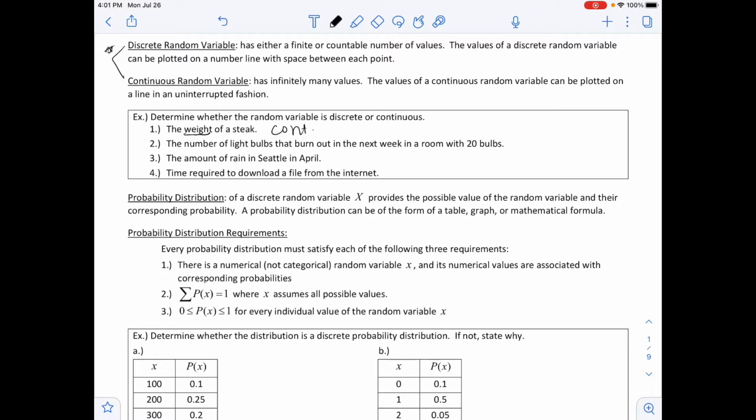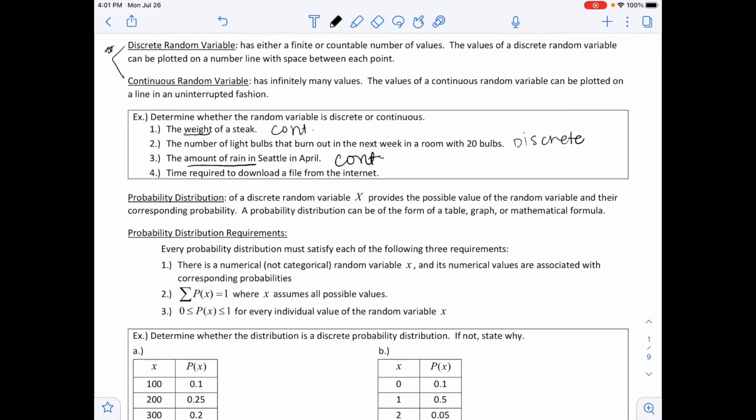Part 2 says the number of light bulbs that burn out in the next week in a room with 20 bulbs. So you can literally count how many bulbs are burnt out, and if you can literally count them, this is an example of a discrete random variable. Part 3 says the amount of rain in Seattle in April. Again, we're dealing with amount of rain, which is a measurement. Since this is a measurement, we are dealing with a continuous random variable.